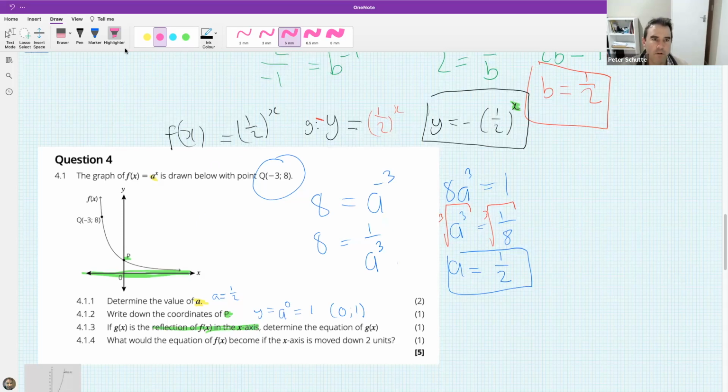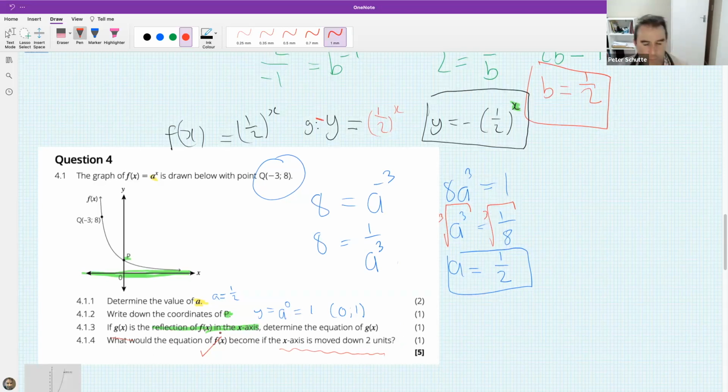Okay, 4.1.4. What would the equation of f of x become if the x-axis is moved down? Okay, no, I'm going to leave that question because that's a little bit ambiguous. It's not talking about moving the graph. It's talking about moving the axes, which is a different type of question. So we'll leave that for now.